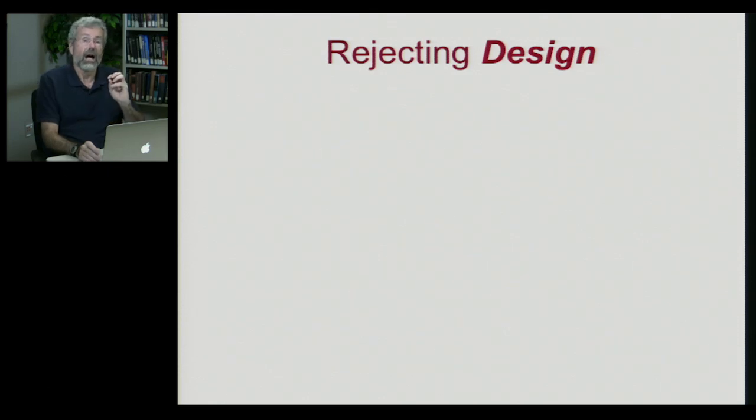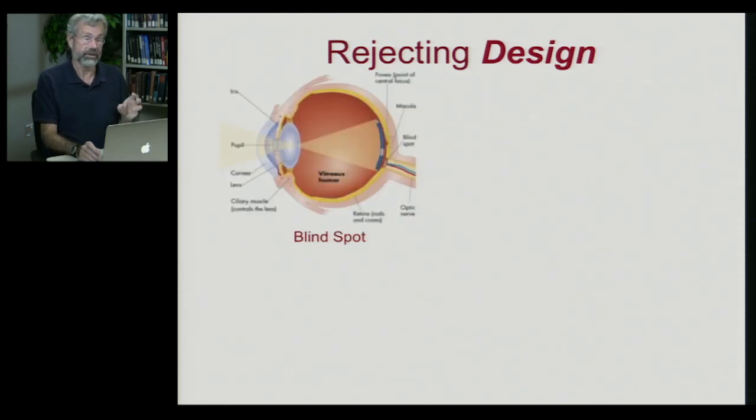So, how would we actually test between these? Well, the simplest way is to actually look at the complex organ in question, the eye, and point out that, well, it's not actually that well designed. The eye has a lot of weak spots in it, which imply evolution from a simpler precursor.